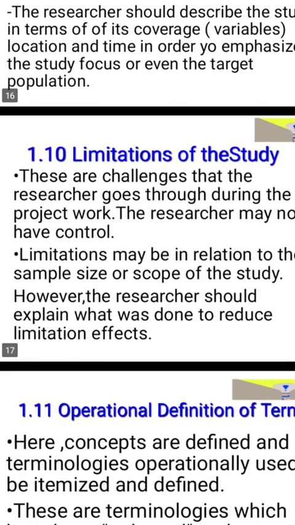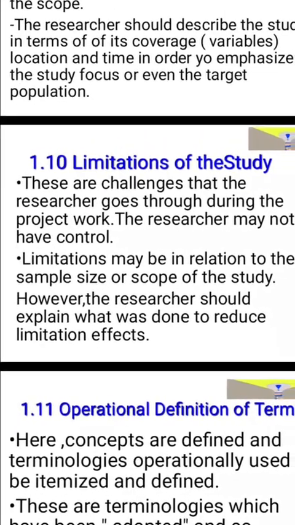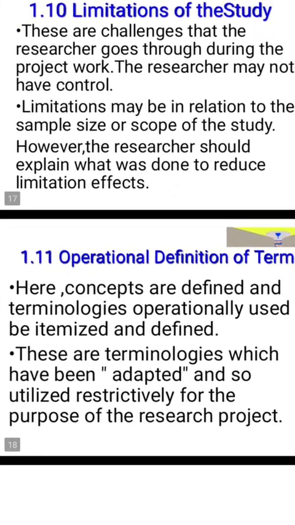However, the researcher should be able to explain to us what was done to reduce the limitation effects, because if we have limitations, then we expect the research not to be so effective or successful. So there should be a means or a way or measures that you could put in place, or you could have put in place, or you did put in place to reduce the effects.